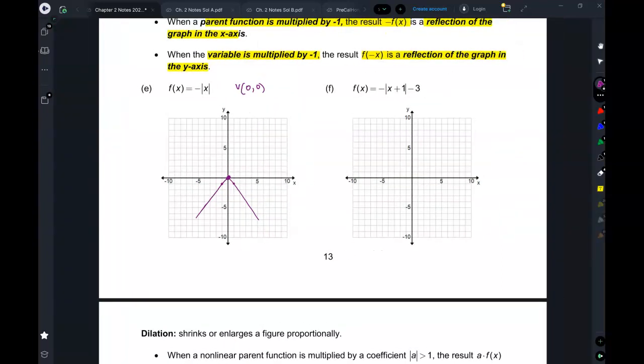Now, take a look at this one. I've got a whole bunch of stuff happening here. I have a reflection, but I also have some translations. The +1 moves it where? To the left. The 3 moves it where? Up. So what's the vertex?